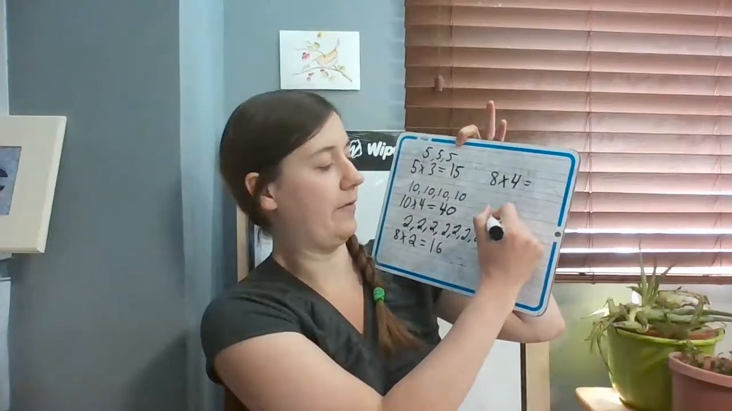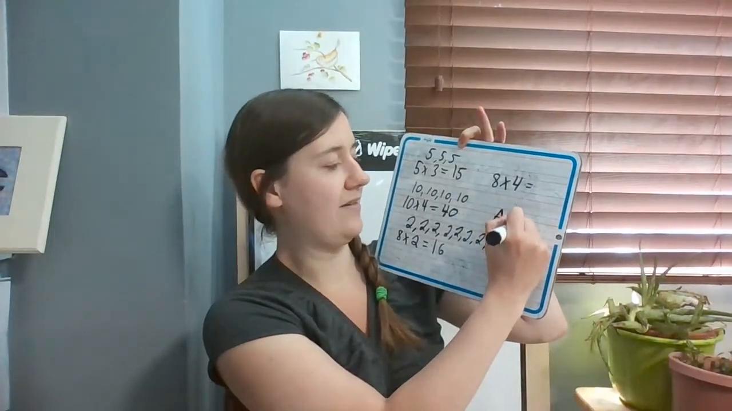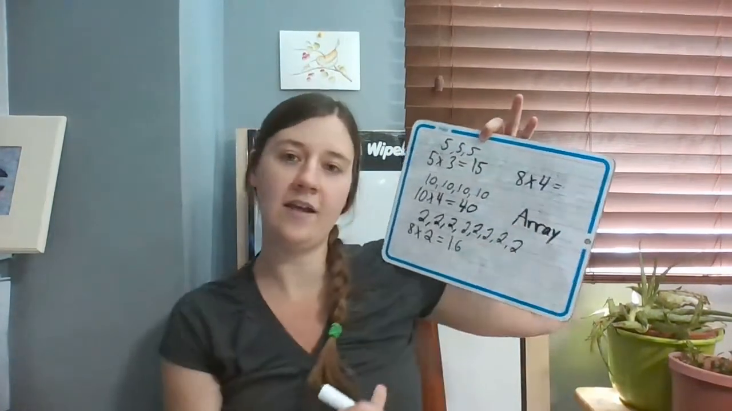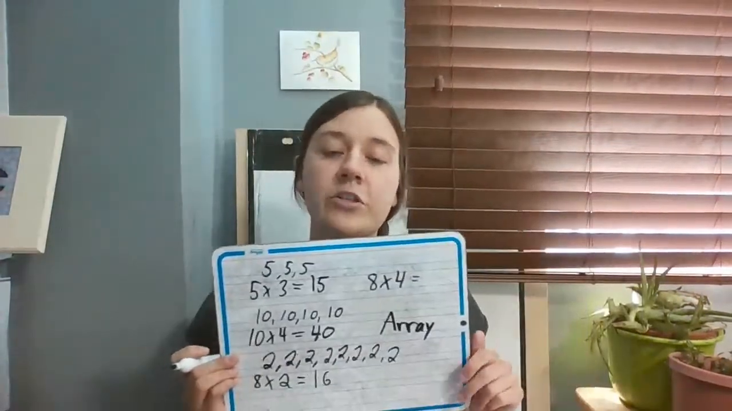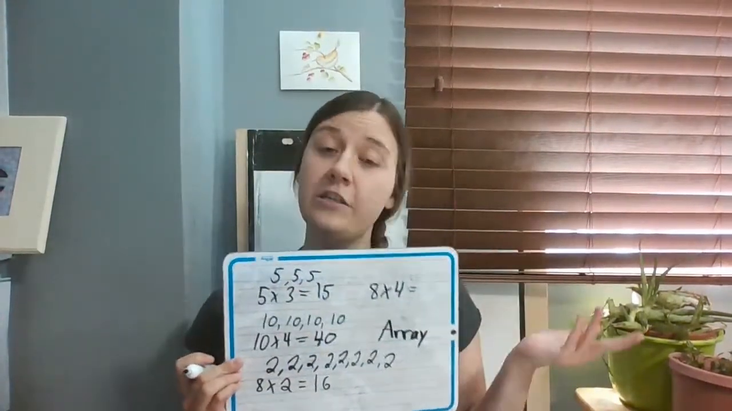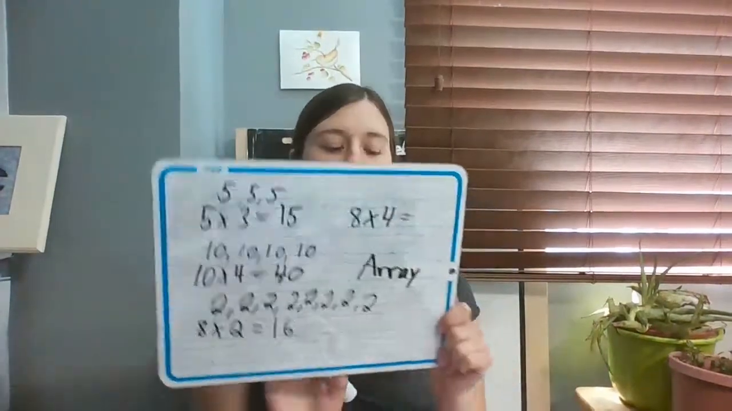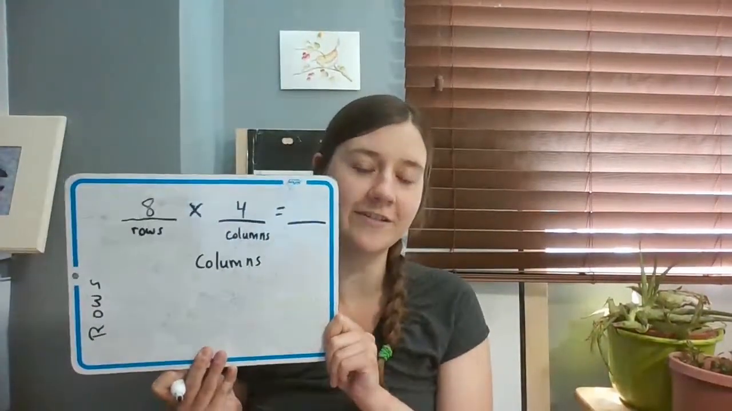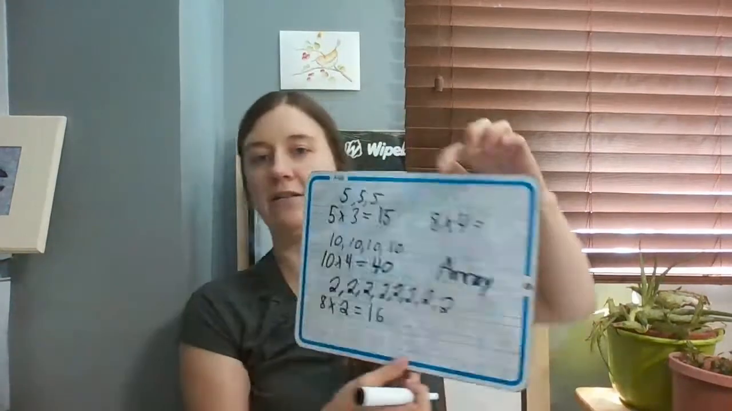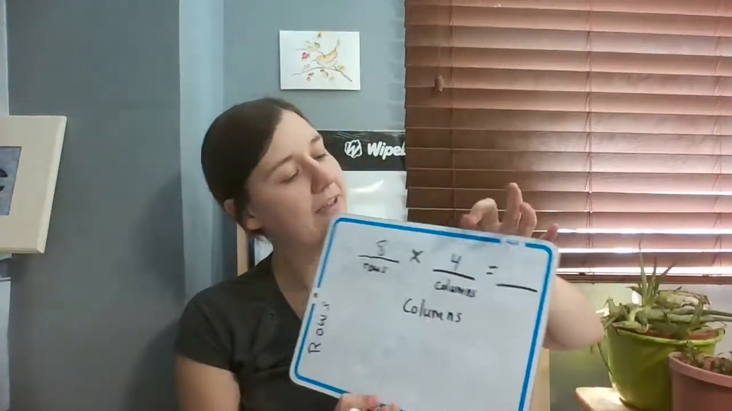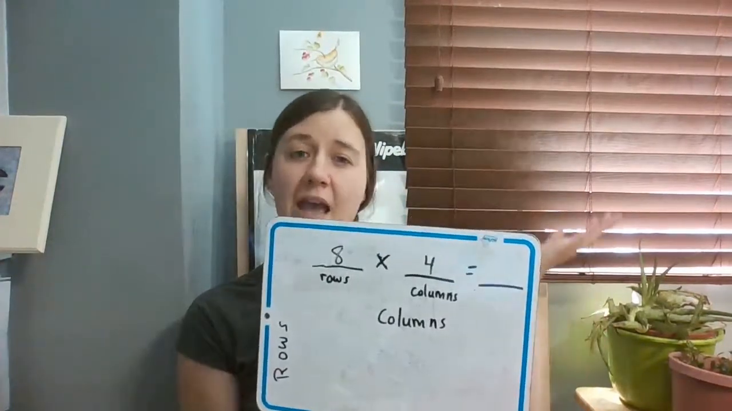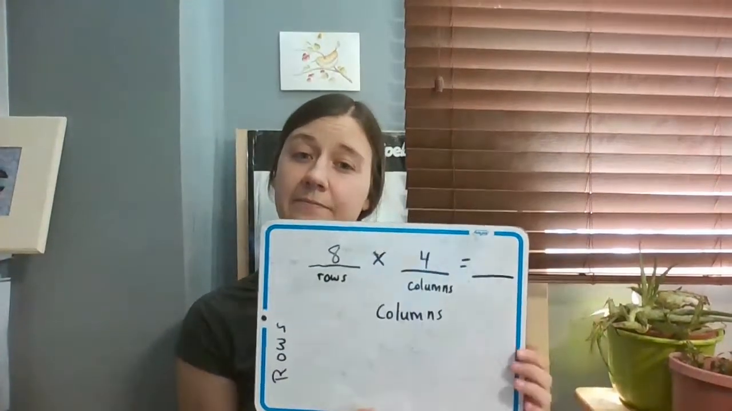It's called using an array. Let's spell it at the book over here. We're going to make an array. An array is a little graph or chart of dots. So we're going to use dots to help us. So here, if I flip my board around, I've written the same question. We had 8 times 4. I've written 8 times 4, just so we have it on the back too, and you can still see it.